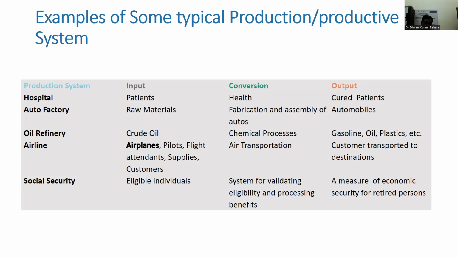And finally, the last option is social security, which can be considered as a production system. Inputs are eligible individuals, for example, if you want to purchase a bond or health insurance. So there are some eligibility criteria, certain age, up to a certain age you are eligible. That criteria is fixed by the organization, social security. The conversion process is a system for validating eligibility and processing benefits, and the output is a measure of economic security for retired persons.